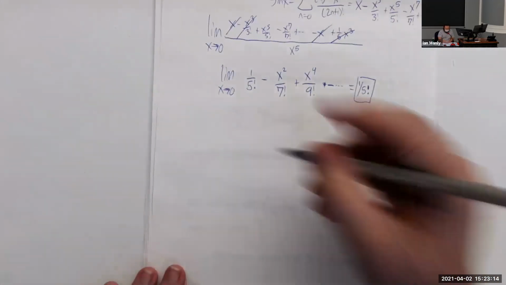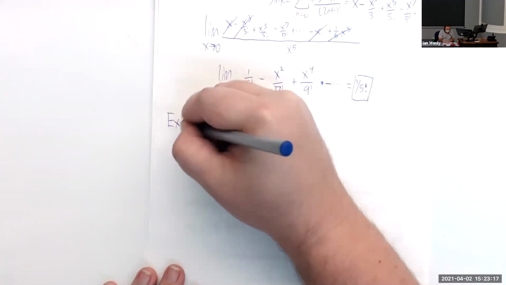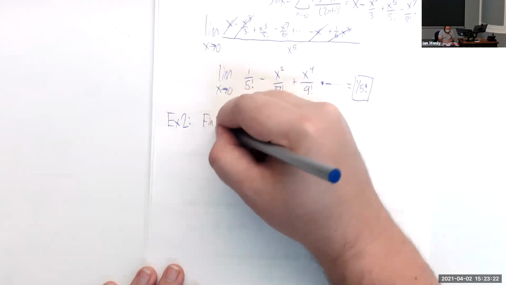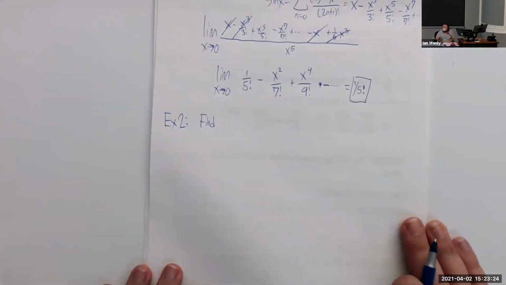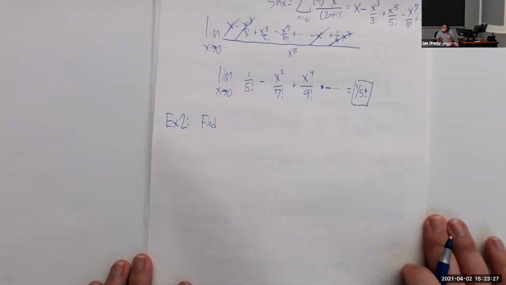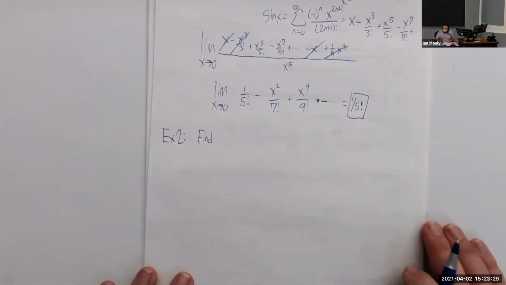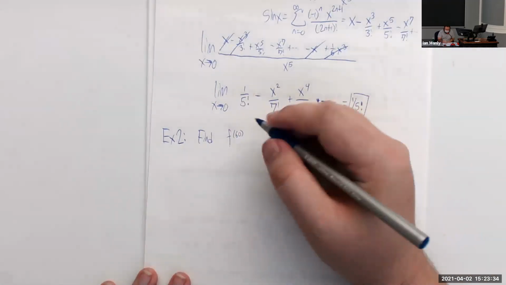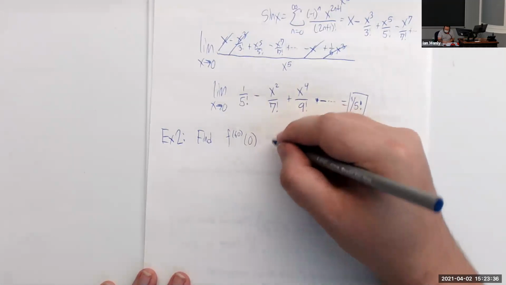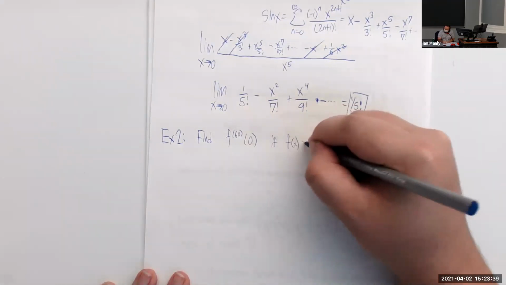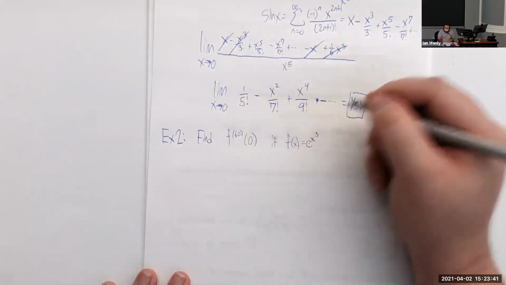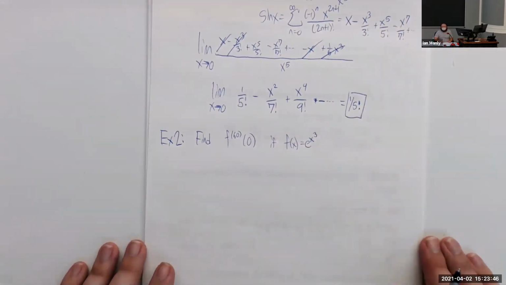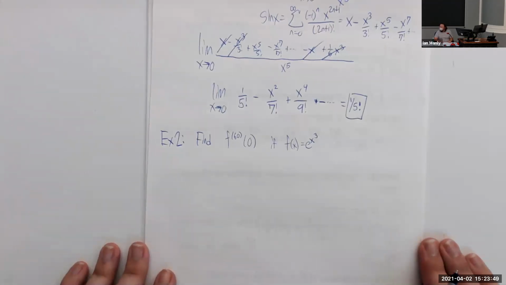Let's see. So our next example. This is another one that you could technically do the old-fashioned way, but it's not advisable to do so. What I want to do is find the 60th derivative at 0 if f of x is e to the x cubed. So I want to take that function that I used in my first example, take 60 derivatives of it, plug in 0, and see what number I get.